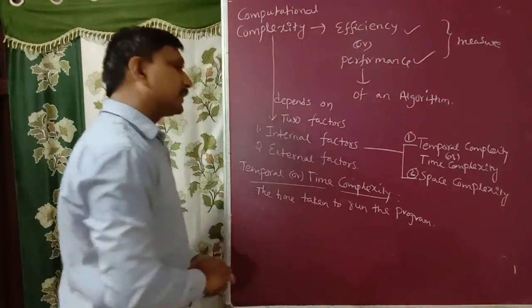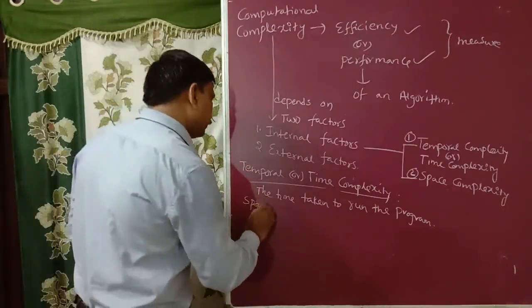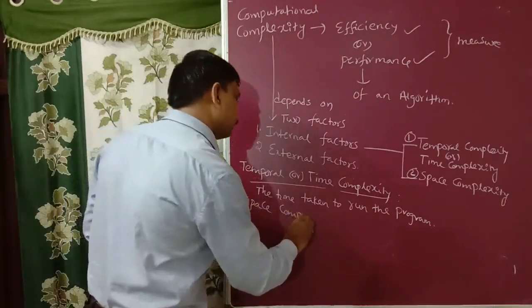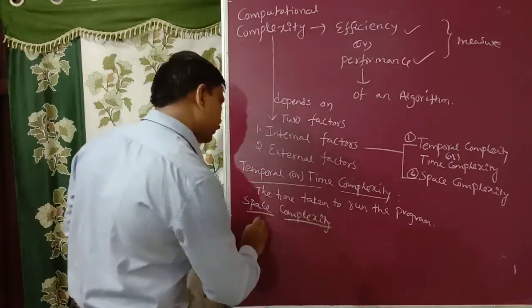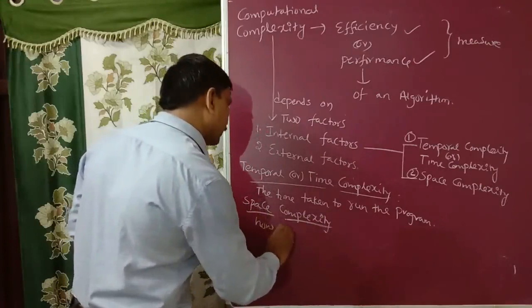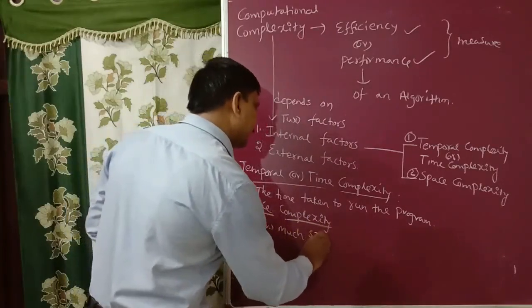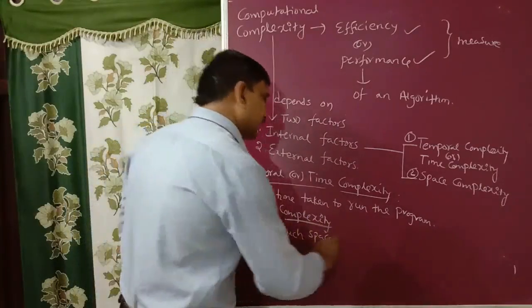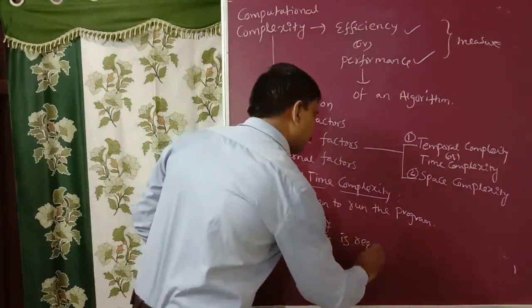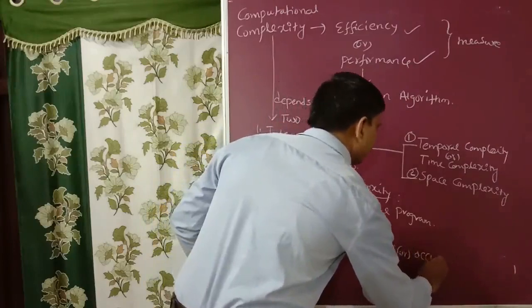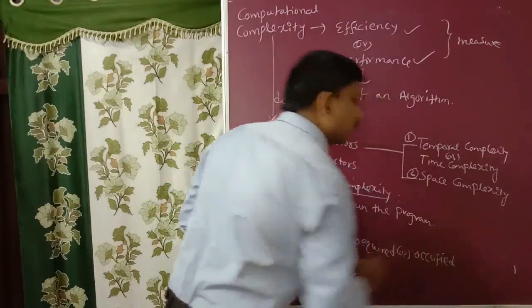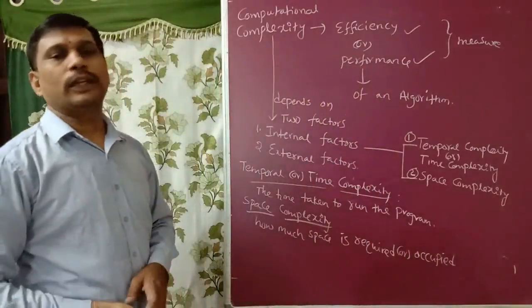Okay, so next, space complexity. Space complexity means how much space is required or occupied when you are executing this program.